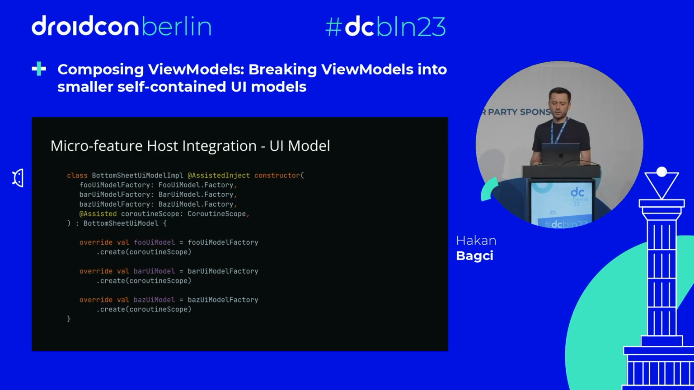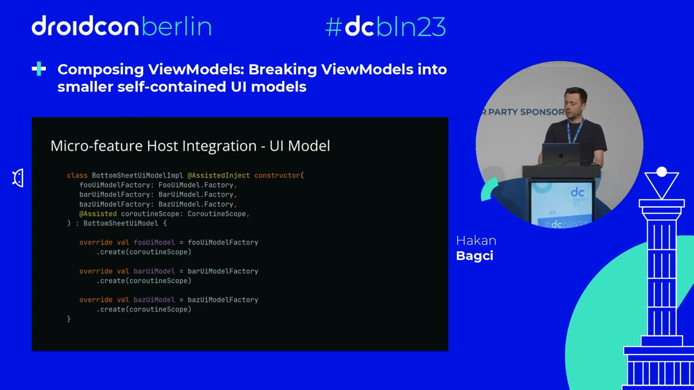These UI components are implemented using the microfeature architecture. We've already seen how we implemented foo. Bar and buzz actually follow the same blueprint, so they are exactly the same method. And as you see, it's exactly the same method we used to compose our hosts in the parent. Now we are composing our content in the bottom sheet, exactly in a similar way.